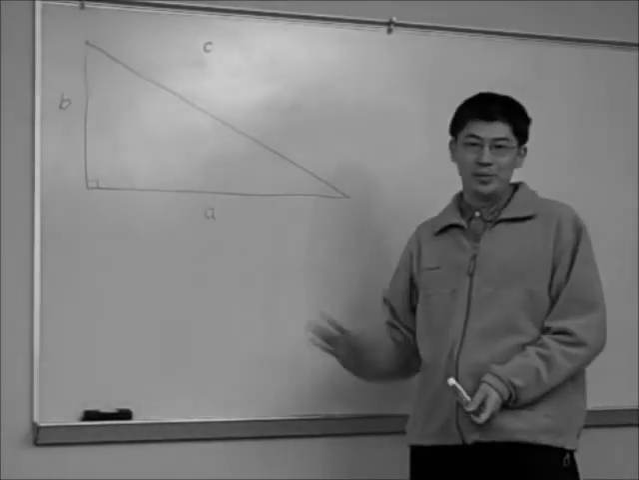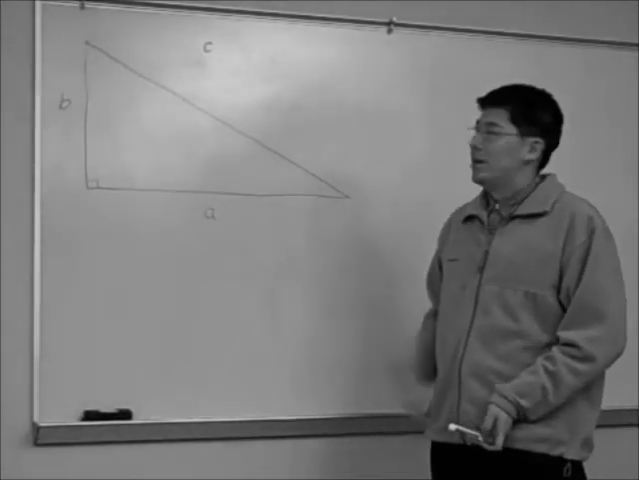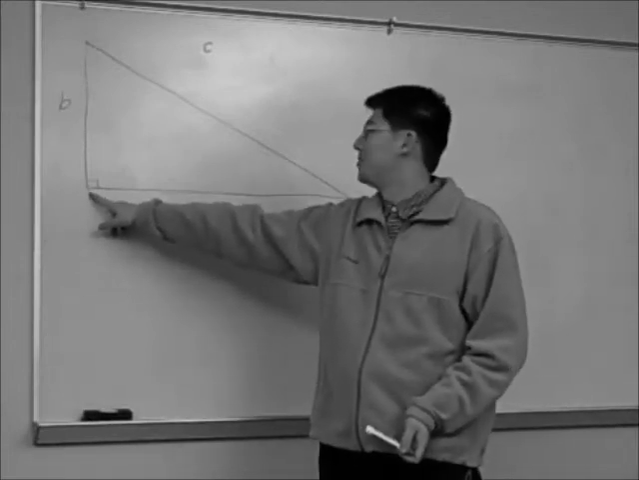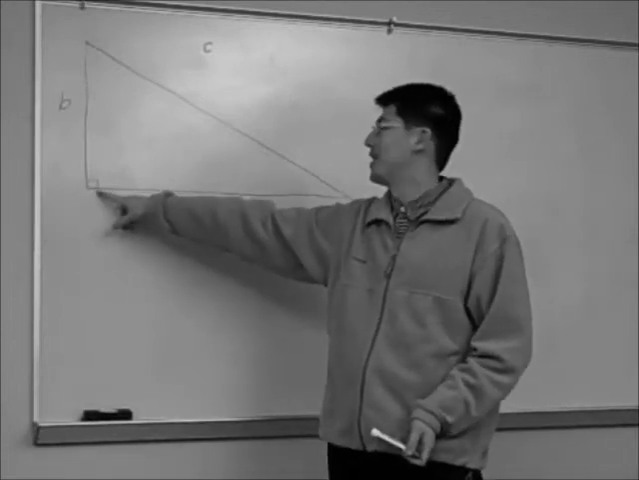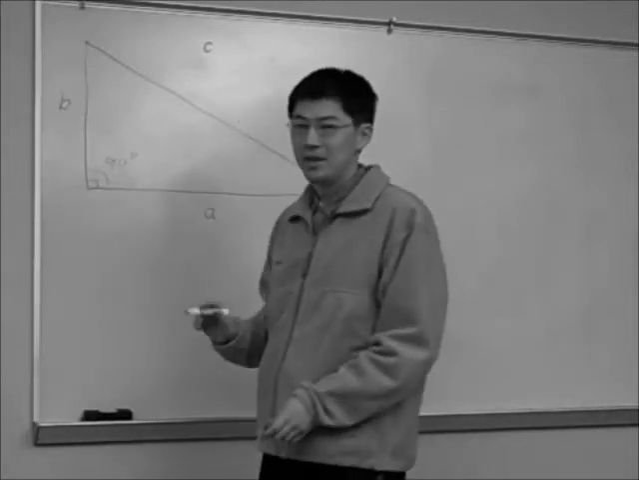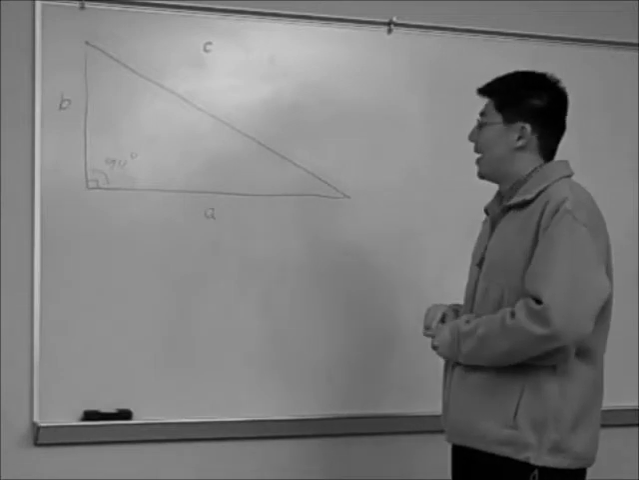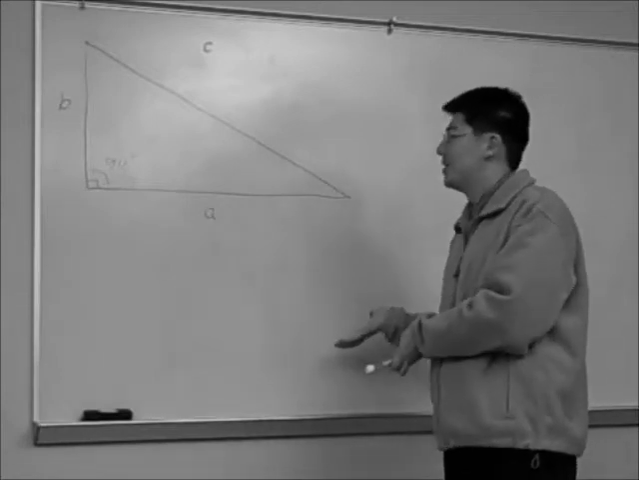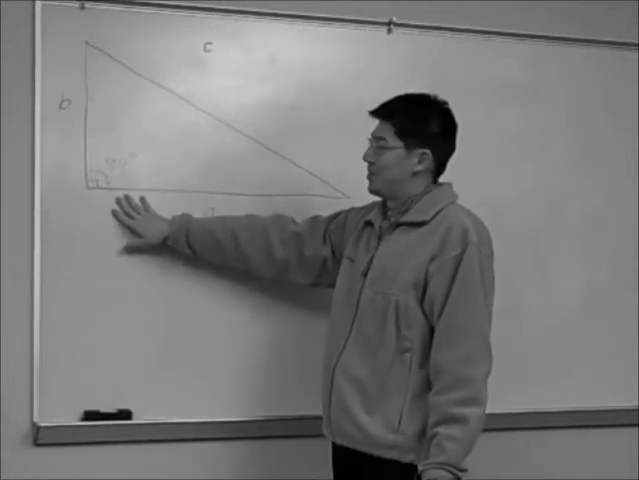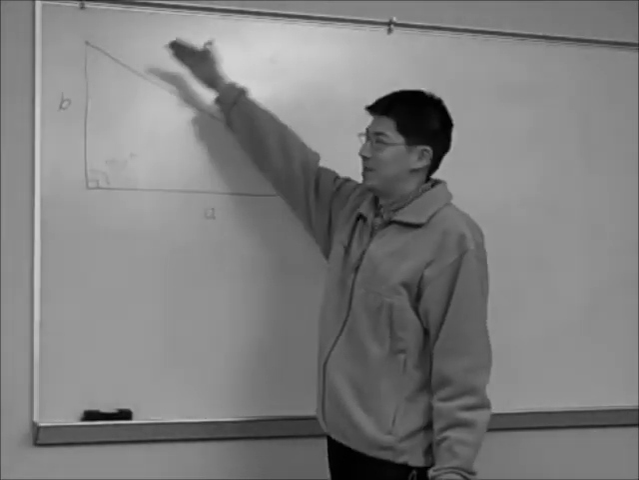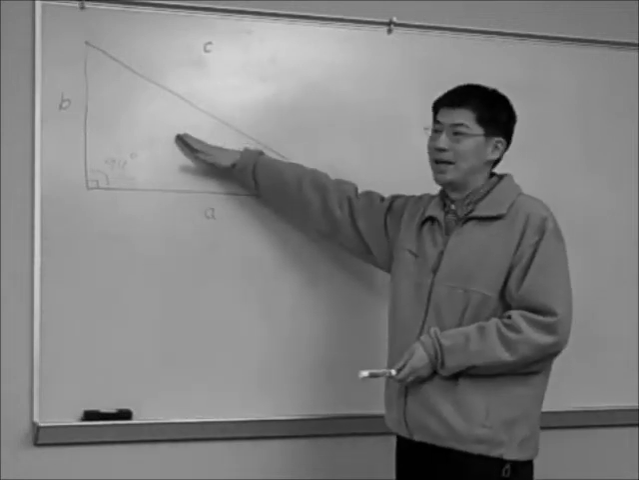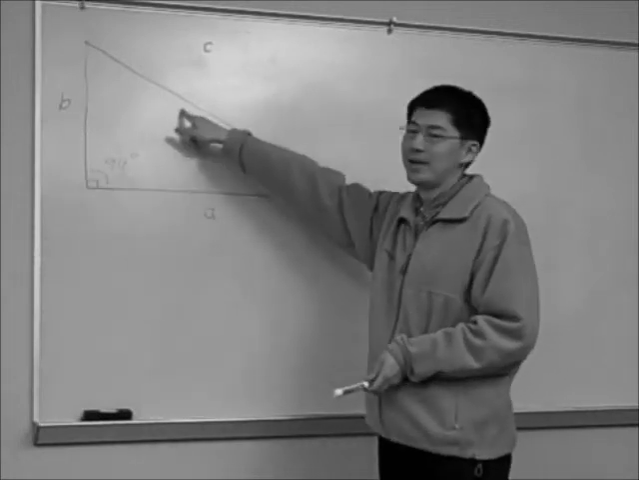Alright, so on this board I have a right triangle. And as we know, here is the right angle, and normally we have two sides that are adjacent to this right angle. A right angle just means that it measures 90 degrees. So given a triangle that has a 90-degree angle, we know that the sum of the squares of the two adjacent sides is equal to the square of the hypotenuse. And the hypotenuse is the longest side, which is opposite the 90-degree angle.